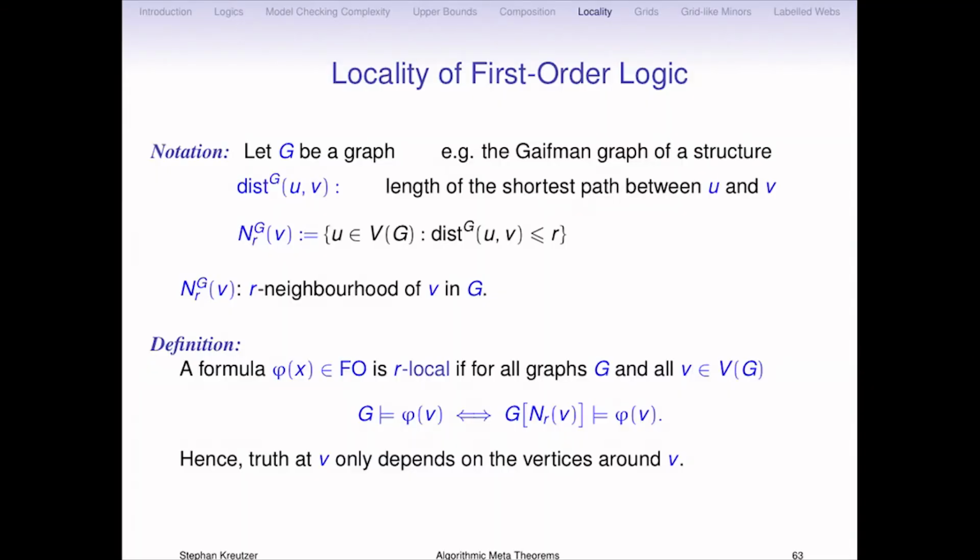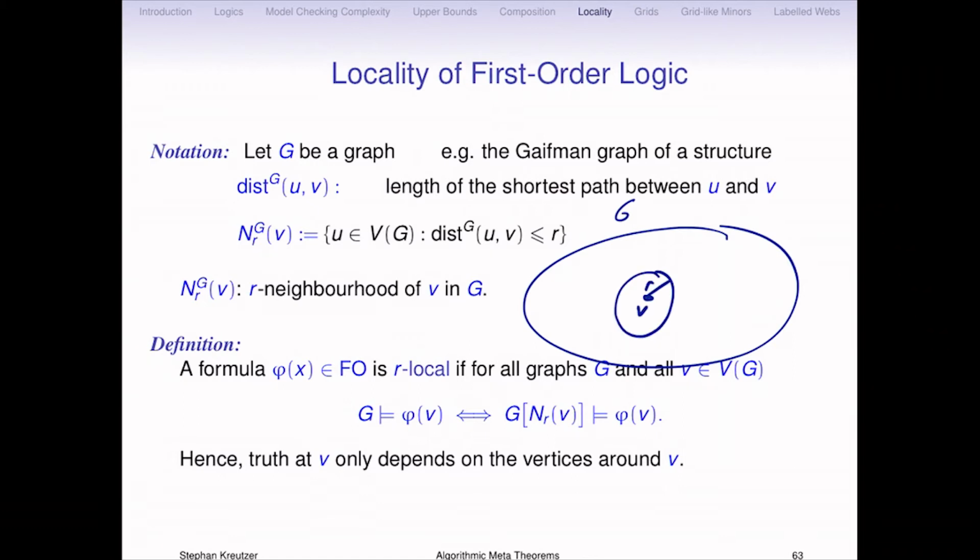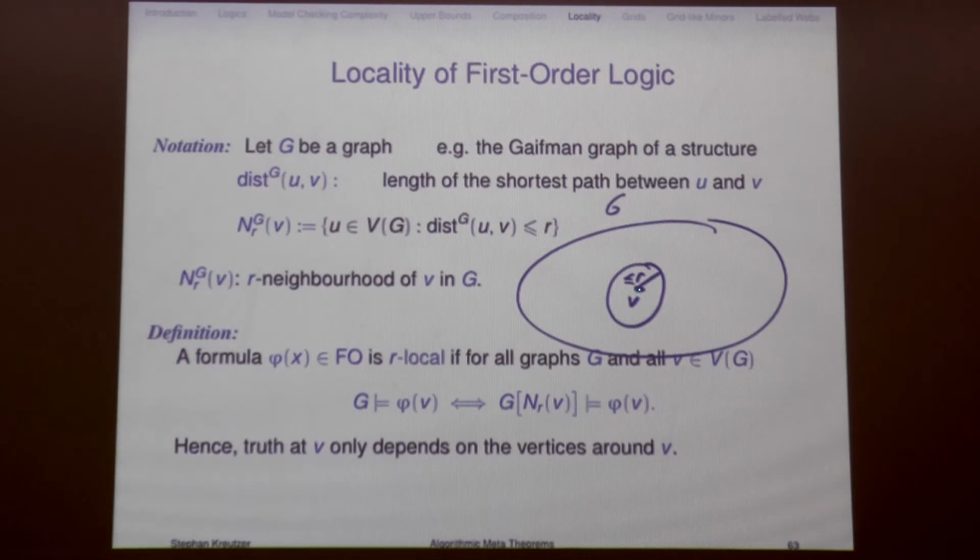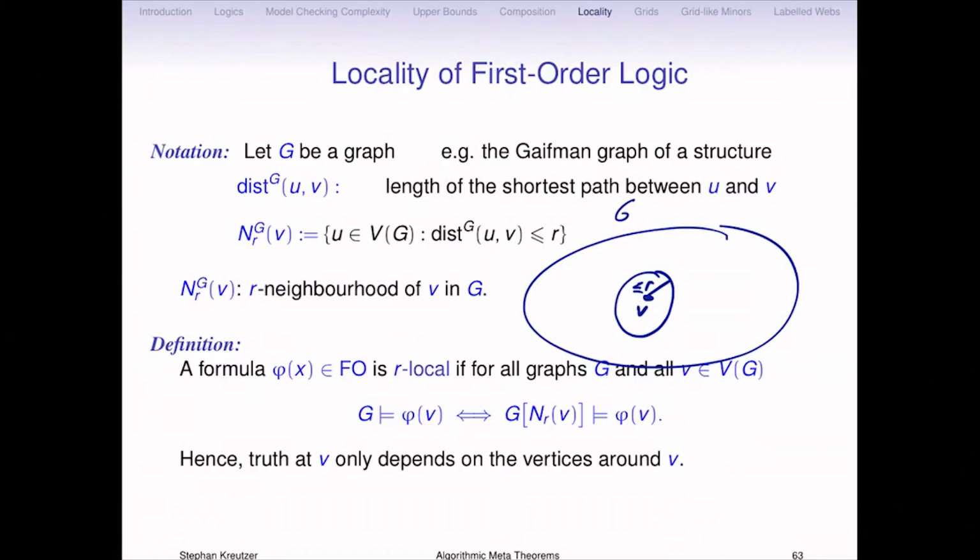So if I draw a quick picture, this is your big graph G, and this is your vertex V, and this is just the set of vertices of distance at most R. Whether your formula phi is true in the entire graph depends only on whether it's true in this subgraph. Which means it doesn't say anything about the entire graph. It really only speaks about the things local to V.